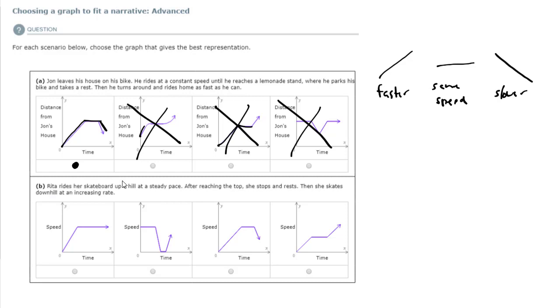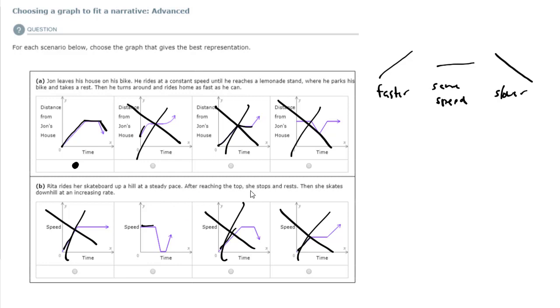Rita rides her skateboard up a hill at a steady pace. So the steady pace lets me know that I'm going the same speed. So it should start off with a flat line. This one is not a flat line, because it starts up, so I can eliminate this. It could be this because that's starting off with the same speed. This one is going faster, so I can eliminate that. And that one is also going faster, so I can eliminate that too. So I actually already have my answer. But let me read the rest of the paragraph to just double check that it does match up.